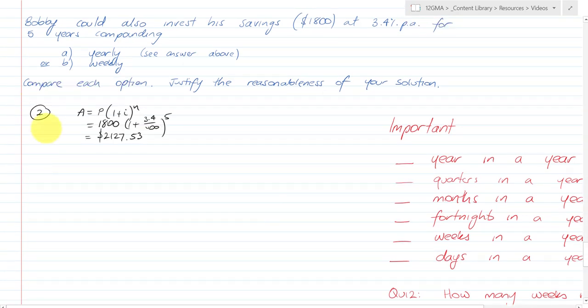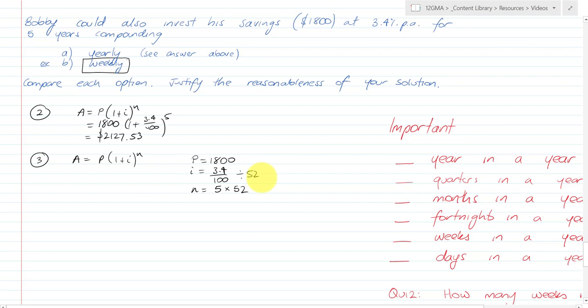Now, option 3, because we still have the simple interest one in play a little bit, is a weekly one. So in a weekly one, we go back to that planning. A equals P times (1 plus I) to the power of n. Our planning says that the principal is equal to 1,800 and the interest rate is equal to 3.4 over 100. I'm doing the conversion now into decimal. And the number of years is 5, but it's 5 times 52 because we're doing this weekly. And our interest rate is 3.4 divided by 100 divided by 52.